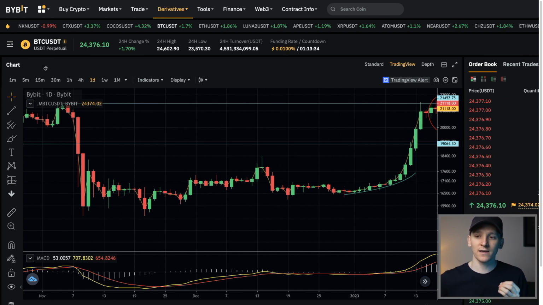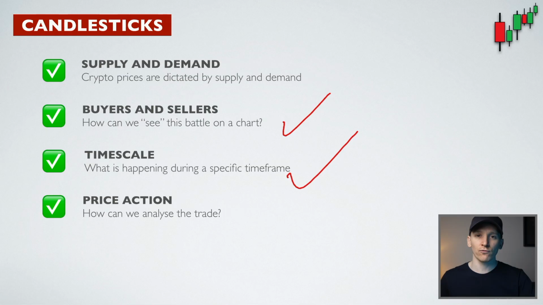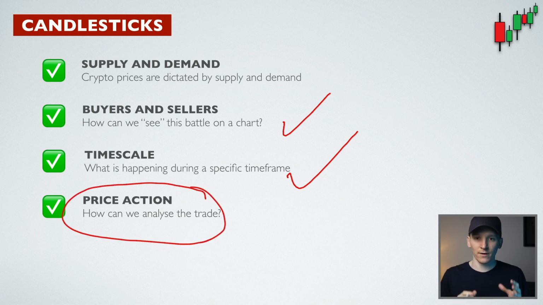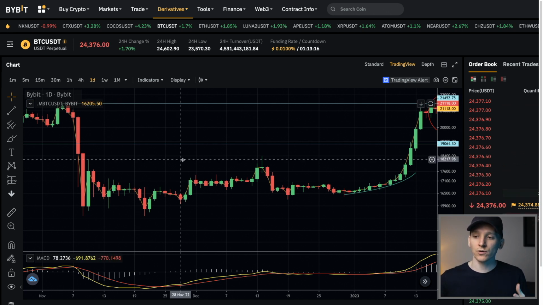You can choose the candlestick time frame anywhere from 1 minute up to 1 week or anything that you want. So each candlestick represents a period in time where price action is occurring, either buyers forcing the price up or sellers forcing the price down, and we can use that to our advantage when we are trading ourselves.